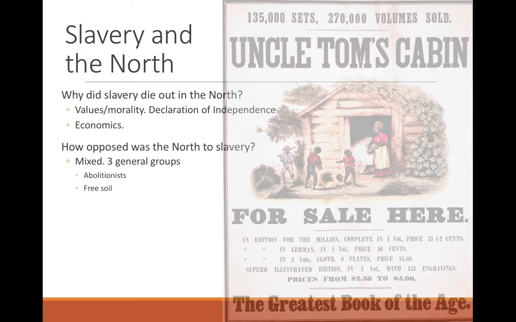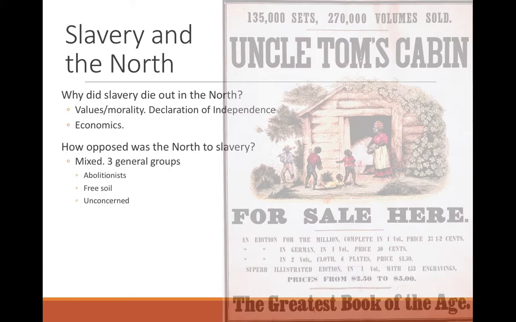The biggest group by far would have been those who were kind of unconcerned about slavery. They didn't really want it in their states, but they were happy to let the South do whatever it wanted. And that's a really big group in the North. It's confusing as to why, if that's the most common group in the North, the South would become so bitterly opposed. But hopefully I'll explain that today.